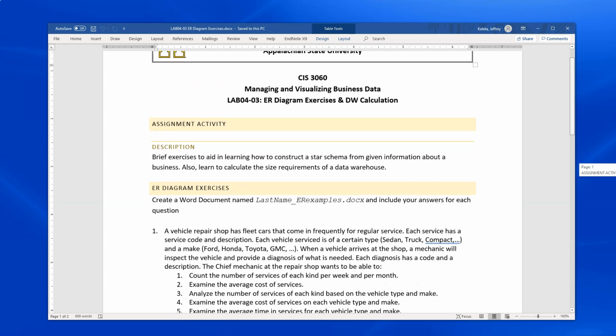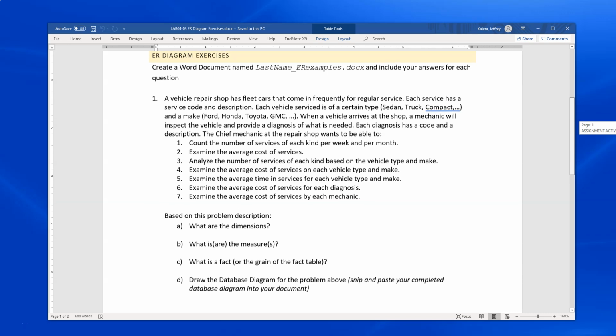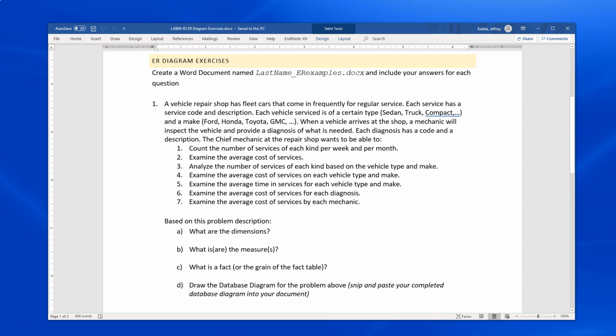So this is what I'm calling Lab 0403, where we're going to be working on creating ER diagrams or database diagrams, depending on how you observe those. For the purposes of this course, we're considering those to be the same. All right, so here is our word statement, all of this information combined. In that word statement, we're going to start looking for the dimensions, the measures, and how all those come together to create a fact.